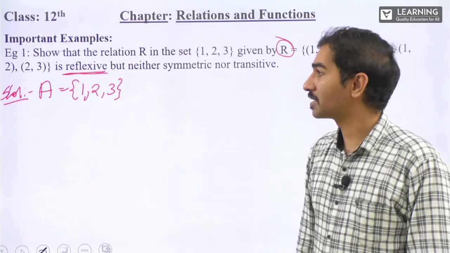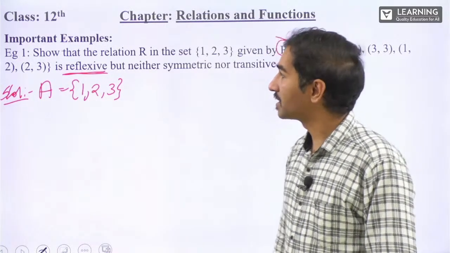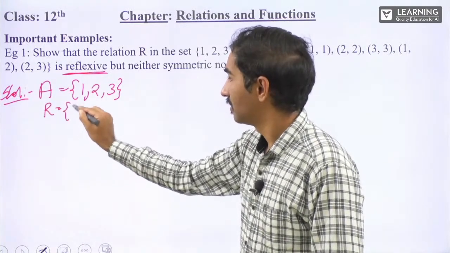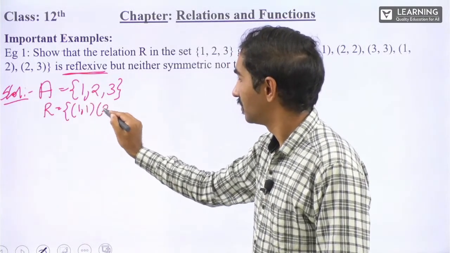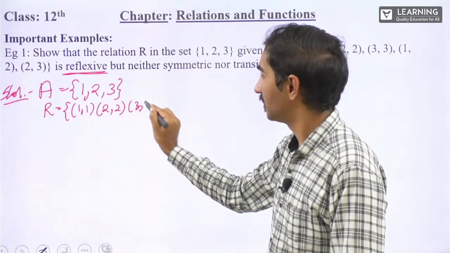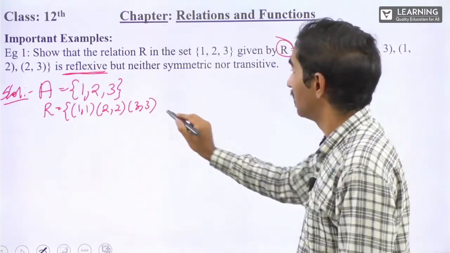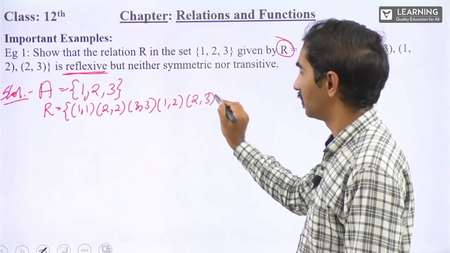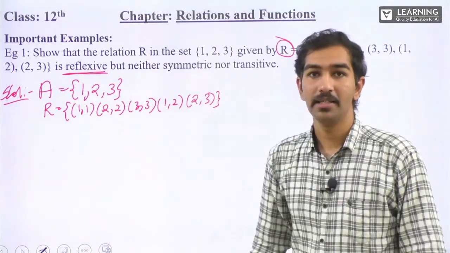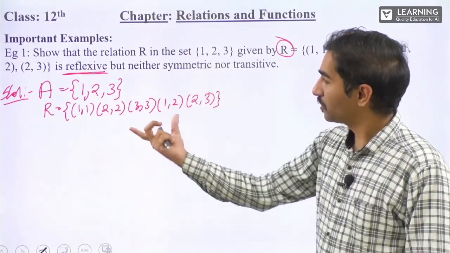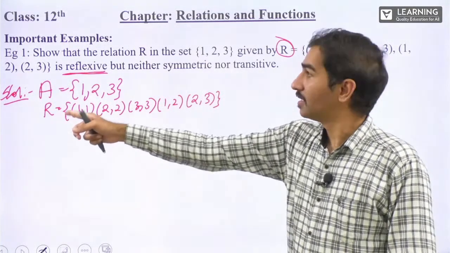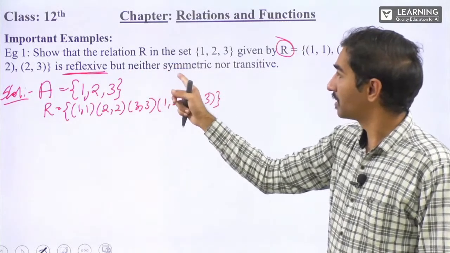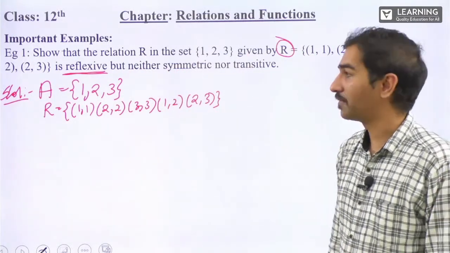Alright, so this is the very first example. We should show that it is reflexive, correct? We'll write R here. So R is given by (1,1), (2,2), (3,3). The next elements are (1,2) and (2,3). So this is the relation R. Now we should show that this relation R is reflexive, but not symmetric and not transitive. This is what we have to show here.